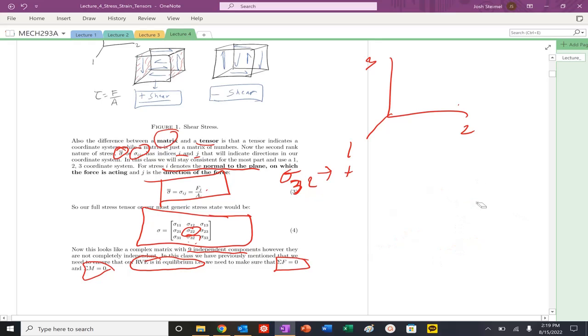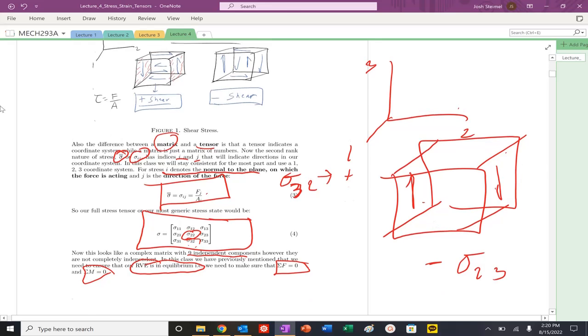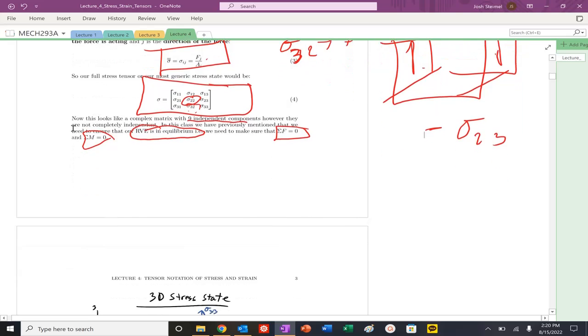So let's do one more. How about I draw this? Normal stresses are pretty straightforward. Let's do this. What is this stress? So again, where's it pointing? Pointing in the 3 direction. What's the normal here? 2 direction, so sigma 2,3. Is this positive or negative? Again, this is my positive face. It's pointing in the -3 direction, so that's going to be a negative stress here. So that's how we draw this out, and that's how you define positive and negative shear as well.